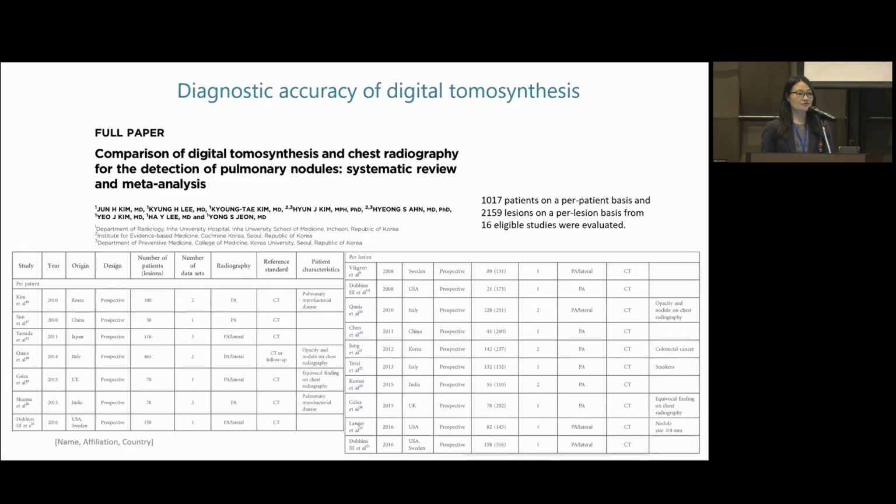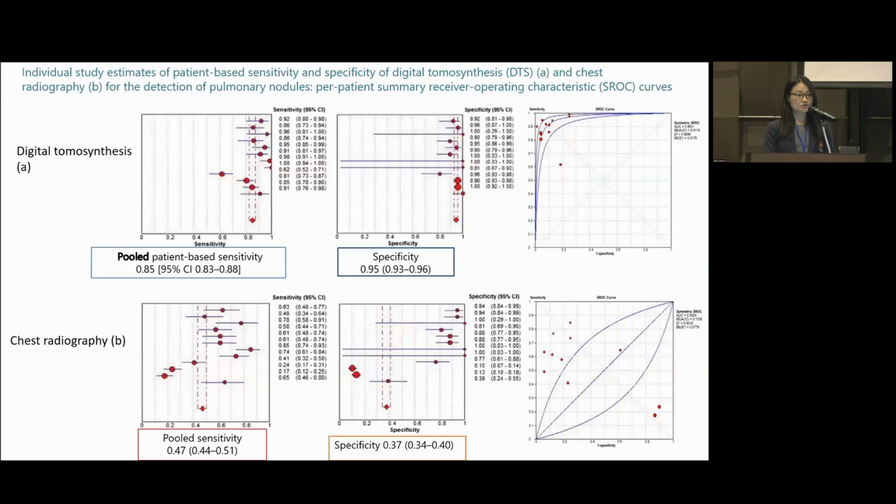Now let's see what about its accuracy. There is a systematic review and meta-analysis of digital tomosynthesis and chest radiography, using CT chest as the standard reference. There were 16 eligible studies evaluated, and digital tomosynthesis had a patient-based sensitivity of 85% and specificity of 95%. Compared to chest X-ray, the pooled sensitivity is just 47% and specificity is 37%.